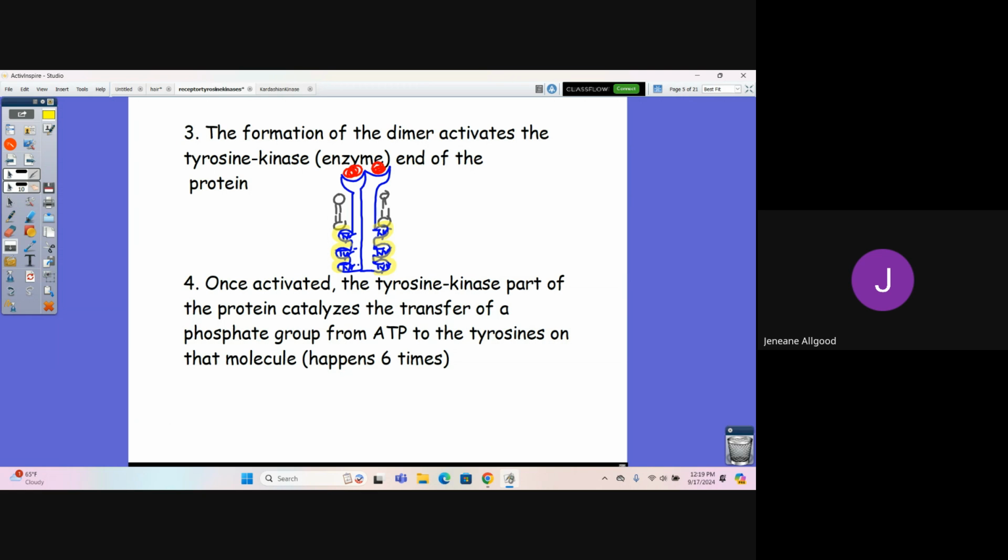Okay, once activated, the tyrosine kinase part of the protein catalyzes the transfer of a phosphate group from ATP to the tyrosines on that molecule. Because you have 6 tyrosines, and the kinase part is going to be what's taking the phosphate group off of the ATP and adding it to the tyrosine, this is going to require 6 molecules of ATP, because you're taking 1 phosphate group off of each of them and adding it to where our glowing tyrosines are now.